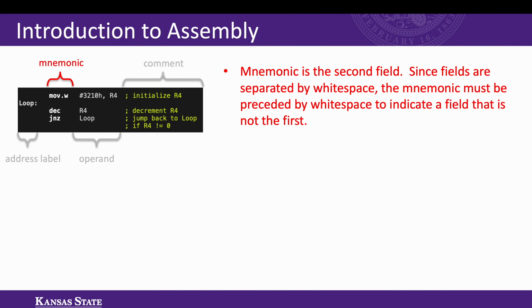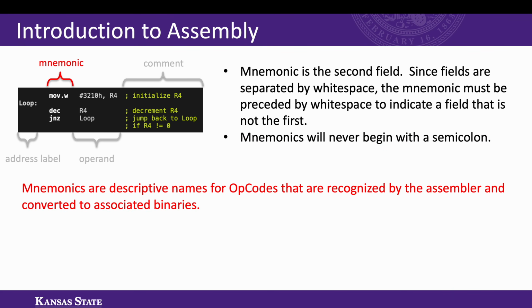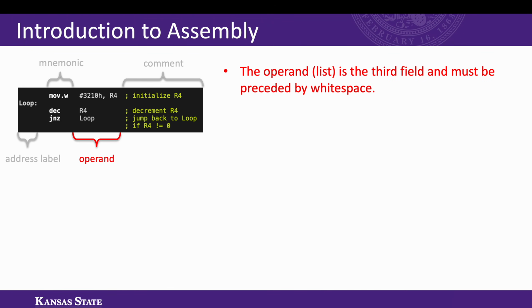Again, that's good programming practice. It helps with the readability of your code. And it's also important to note that mnemonics will never begin with a semicolon. Just keep that in mind for when we talk about comments. And as you learned before, mnemonics are descriptive names for opcodes, and they're recognized by the assembler and then converted to associated binaries. That way, we don't have to remember the binaries. The mnemonics, of course, are easier to remember, and actually that's why they're called mnemonics. They're easy to remember.